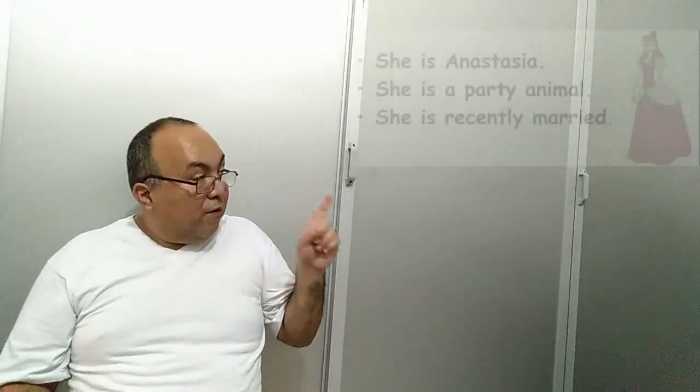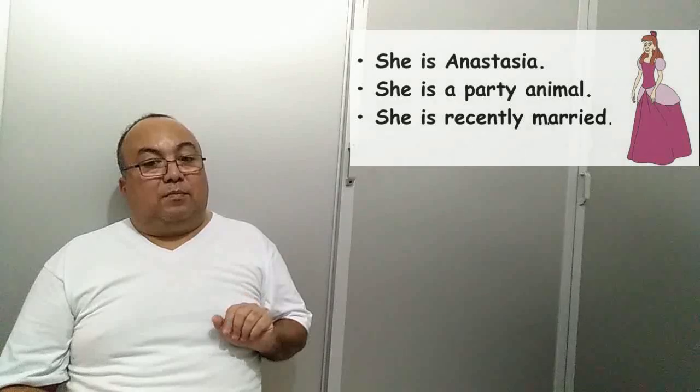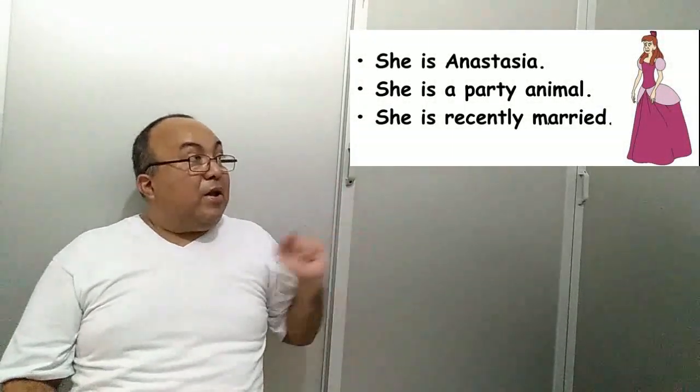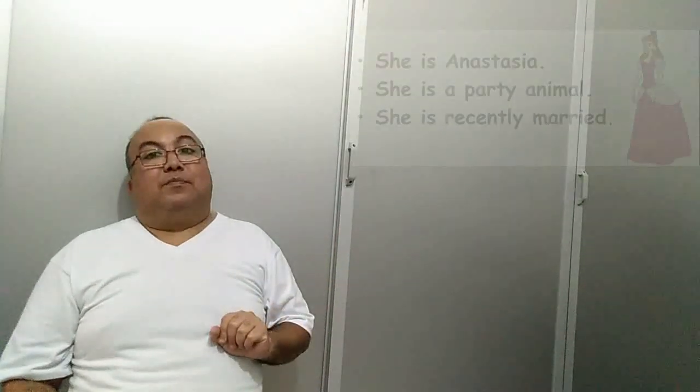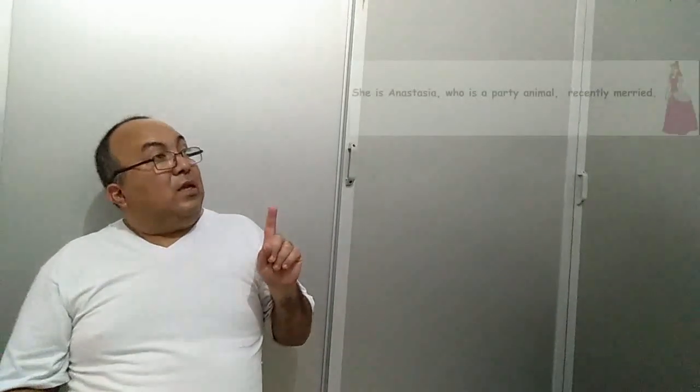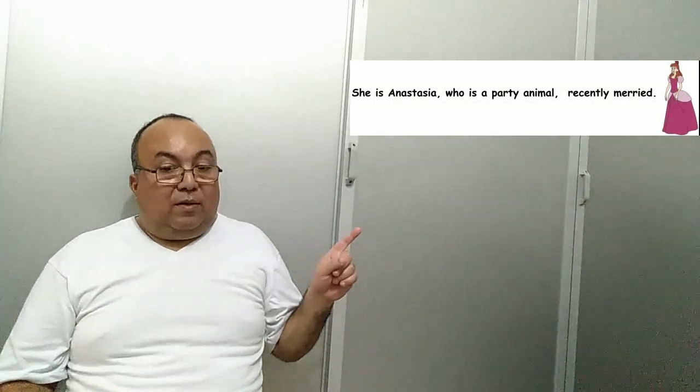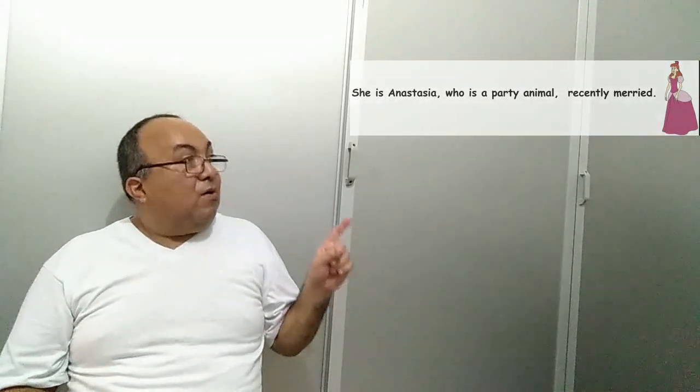Another example, we have now three little sentences. First, she's Anastasia. Second, she's a party animal. Third, she's recently married. With the use of relative pronouns and relative clauses, we can build a new sentence. So, this could be, she's Anastasia, who is a party animal, recently married. Okay?